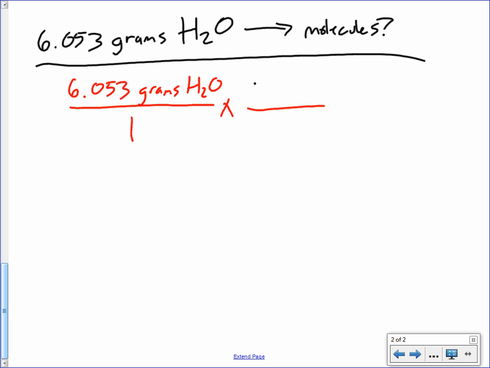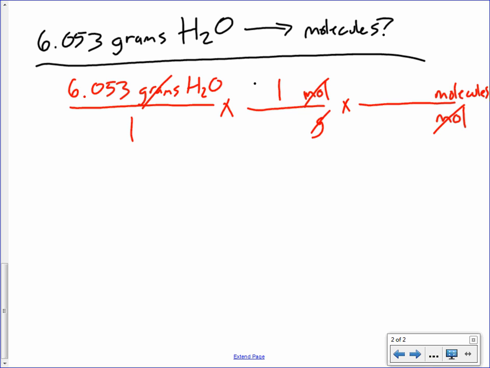So we know for a fact grams has to go here in order to cancel. Can we convert grams to molecules? Does that happen? Okay, it doesn't. But we do know how to convert grams to moles, and we know how to convert moles to molecules. So this is just going to be a two-step deal. Moles are going to need to go on the bottom, and molecules on the top.